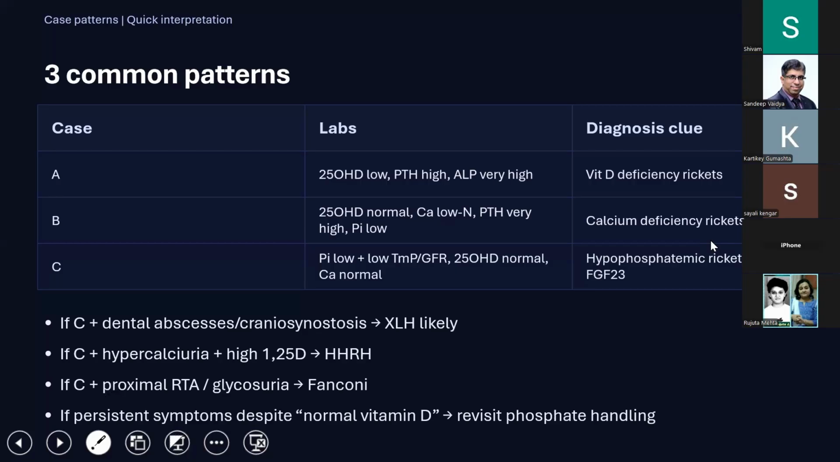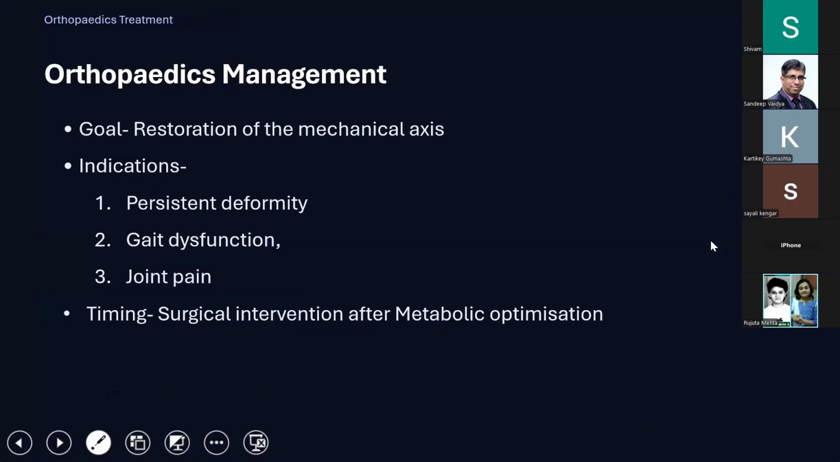And if there is a proximal tubular defect or proximal tubular acidosis or glycosuria, it can be Fanconi syndrome. And if persistent symptoms are there despite normal vitamin D, phosphate handling has to be revisited.